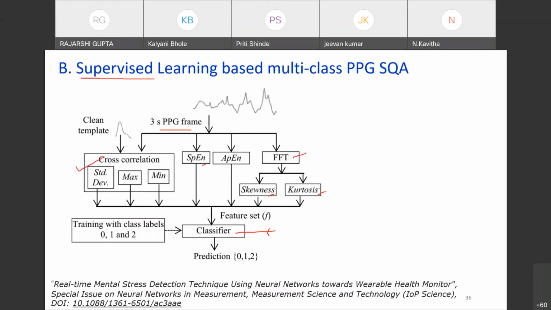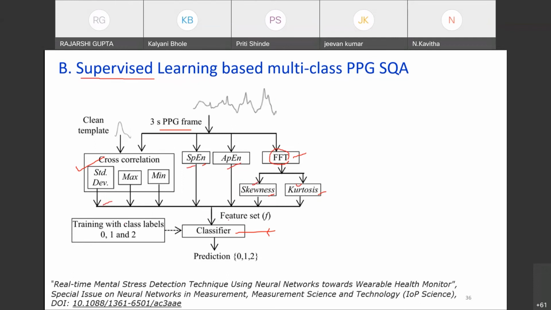Probably in part A I mentioned that skewness and kurtosis are very important, but here the skewness and kurtosis are not used directly on the signal or its sample distribution. Rather, the FFT of the signal was done and then the skewness and the kurtosis were calculated. We took 2 entropy features: one is spectral entropy and the other approximate entropy. We constructed the feature set consisting of these 7 features.